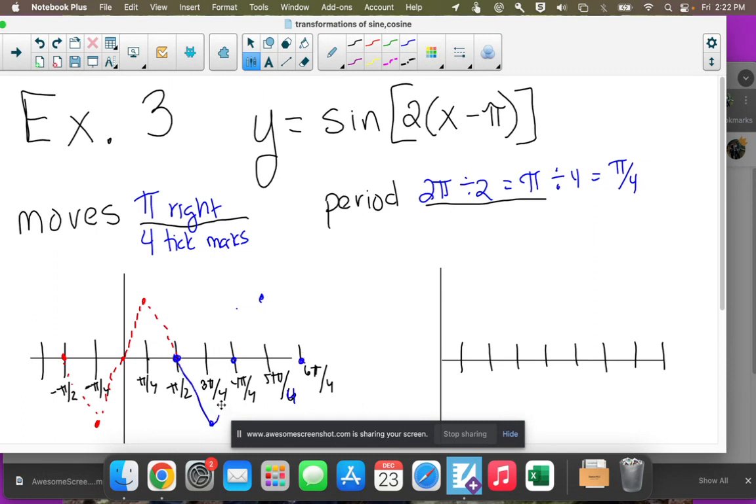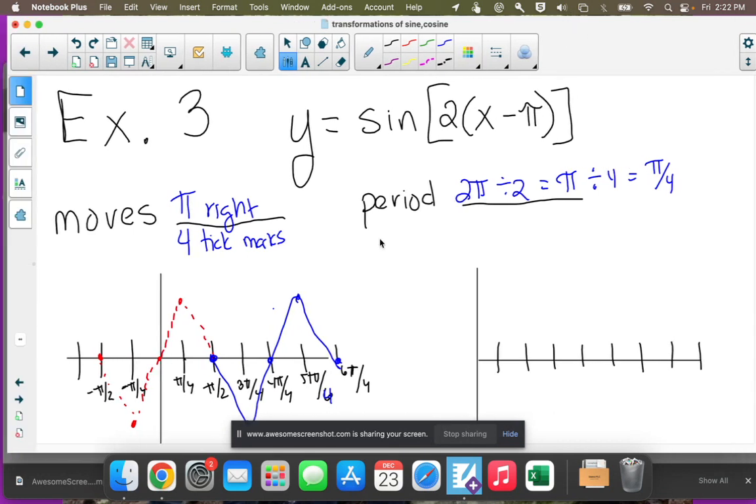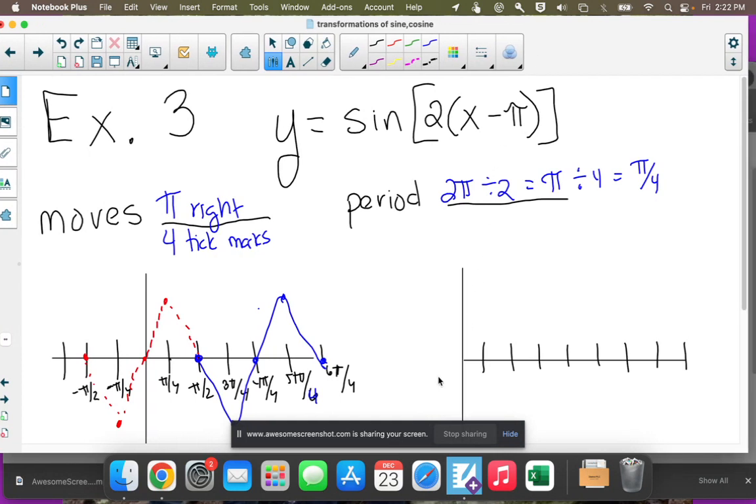So this is the actual changed function with the correct period, right? Because we do have to cut our tick marks into fourths because of our period. So this is the actual correct function now that's been slid 4 marks to the right. Okay, so this is if you graph on the negative and the positive side. If you graph only on the positive side, if you're normally going from 0 to 2 pi, you would have actually gone from 0 to pi in this case.